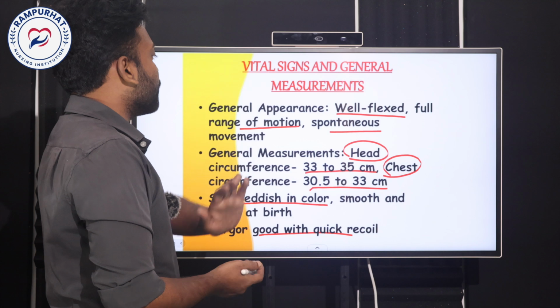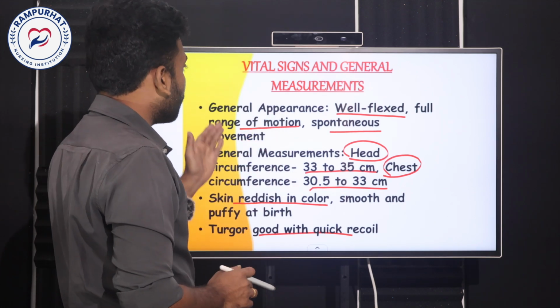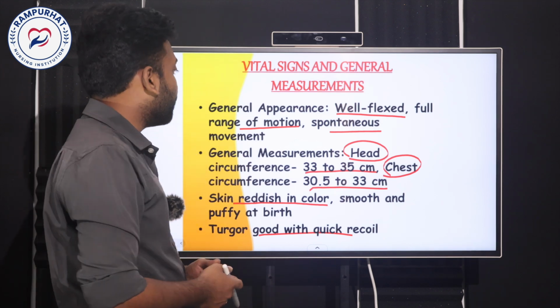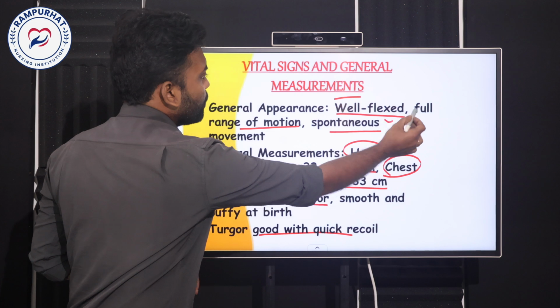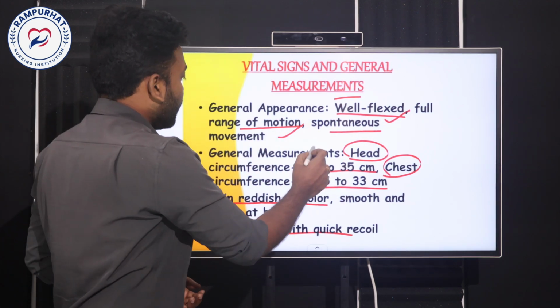The vital signs are very important for monitoring the mother as well as the baby. As we know, vital signs include temperature, pulse, respiration and blood pressure. And the remaining things are the flexibility of the baby we need to see, the motion of the baby we need to see.